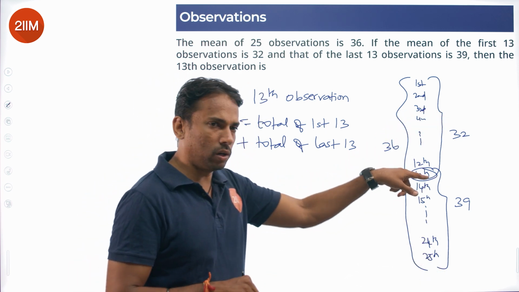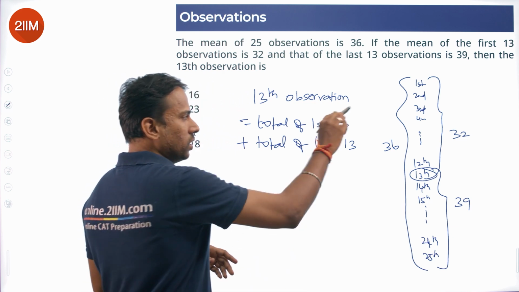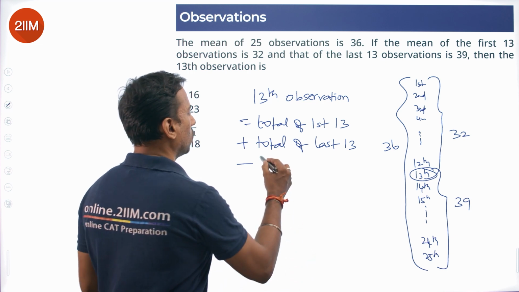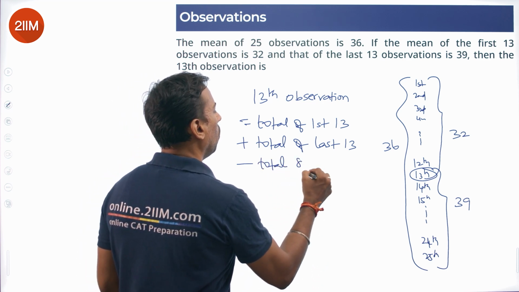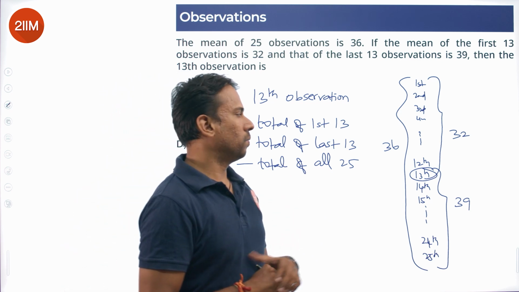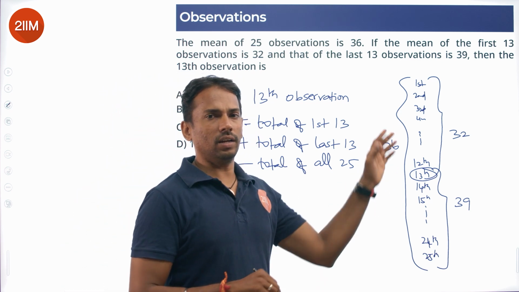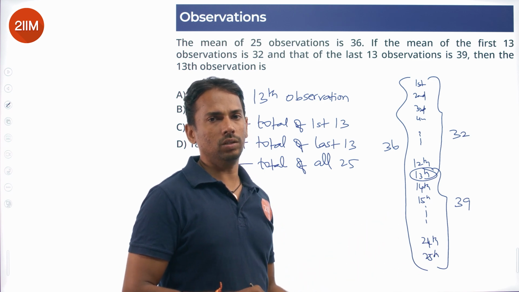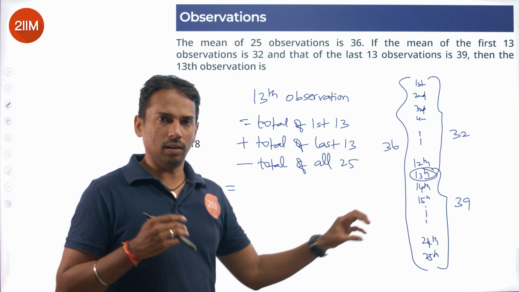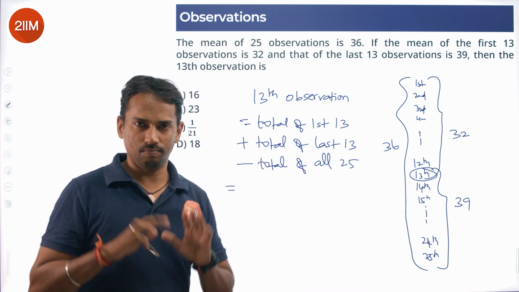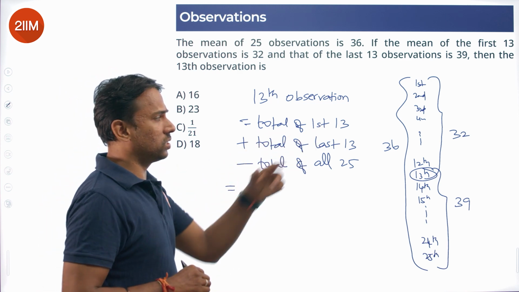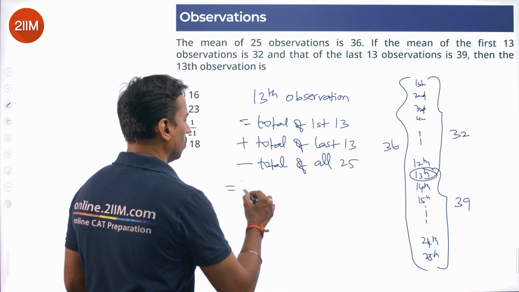That means it's double counted. Now from this, if we subtract the total of all 25 observations, we would get the answer. Because once we do this, everything gets subtracted once. For the reason that the 13th is double counted, once it is subtracted, you will be left with one more 13th. That will give the answer. So this is going to be basically total of first 13. Total of first 13 is 13 into 32.